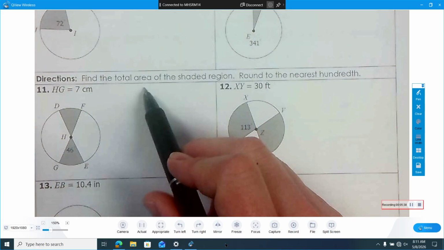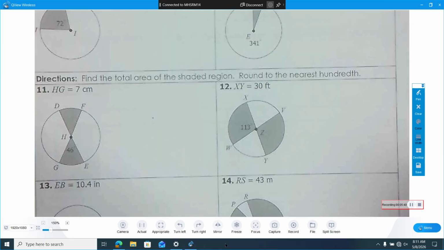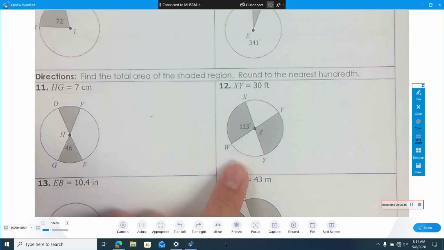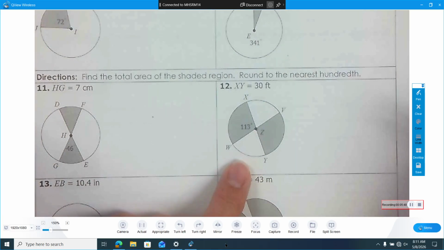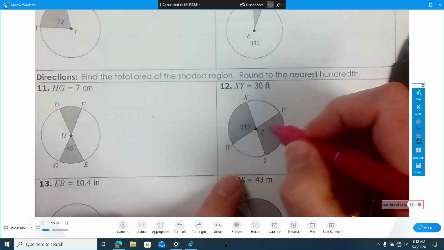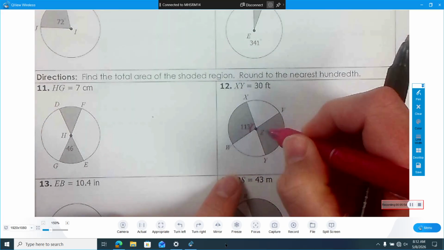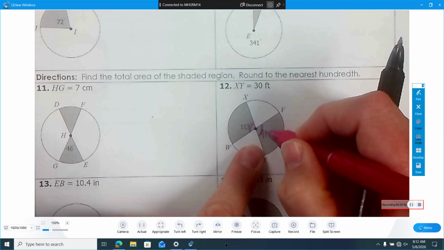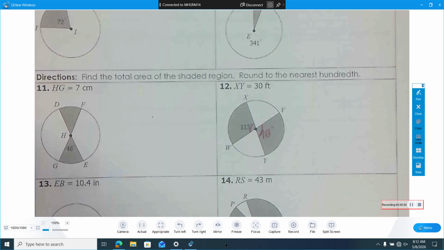Let's look at number 12. Find the total area of the shaded region. So here we have a couple of shaded regions. Tell me what you think we should do here. Interesting. Yeah. So how do we know that the other side is also 113? The one that starts with a V. Vertical angles? Yes, those are vertical angles.